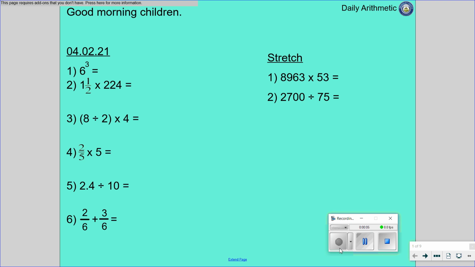As it's a Thursday, I am here with an investigation for you to have a go at today. However, before we go into the main part of our lesson and have a look at that investigation, we have got our usual 6 arithmetic questions followed by our 2 stretch questions. So you know what to do, pause the video and have a go, and then I will go through the answers.